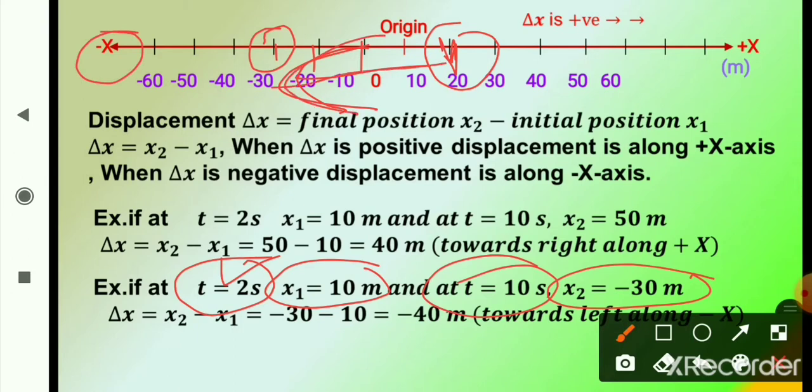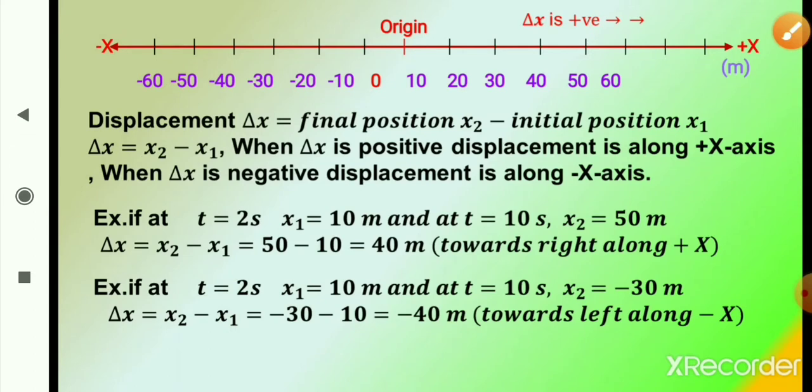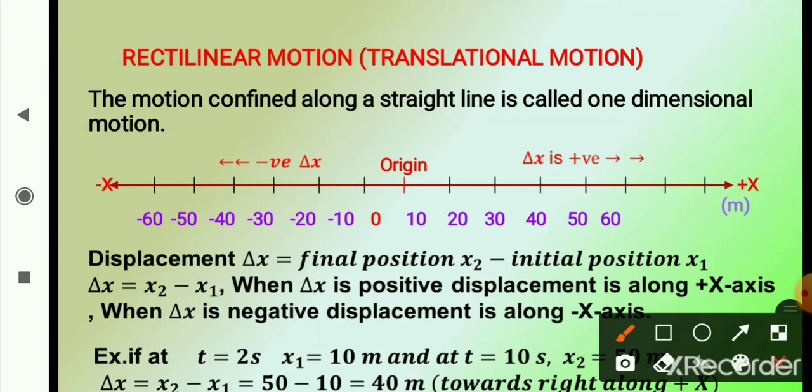Now here displacement is x2 minus x1. Final position minus initial position. Now final position is minus 30. Initial position is 10. So minus 30 minus 10 that is minus 40. So final displacement हमारा minus negative आया है. It is along minus x axis towards left side. So negative. Now I can give you some more examples.